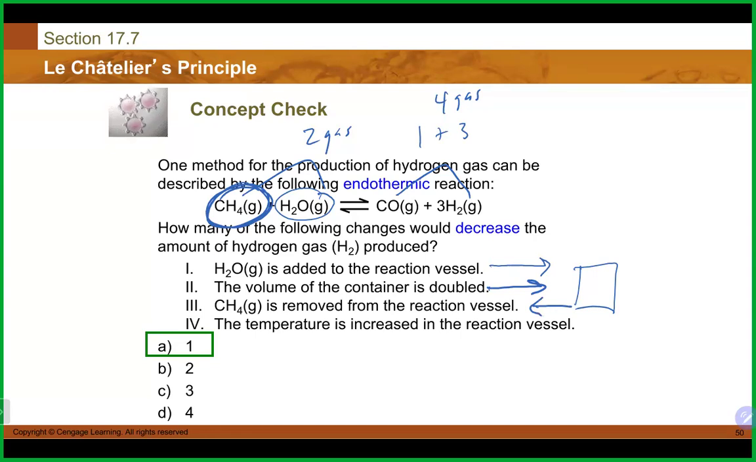And lastly, the temperature increases. This is an endothermic process, which means heat is a reactant. And if we increase a reactant, it's going to shift away from it. So in this case, it's actually number 3 that would cause the amount of H2 to decrease. All the other shifts would actually increase the amount of H2 that you would have, as they are all going to the product side there and making more H2. Any questions on any of those?